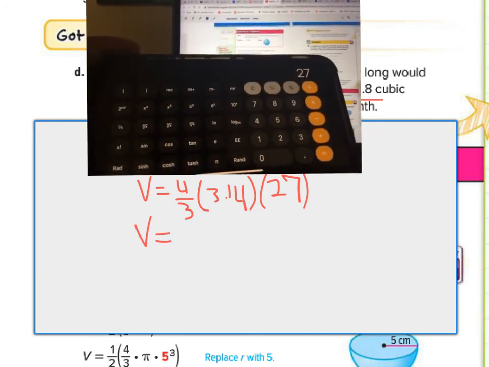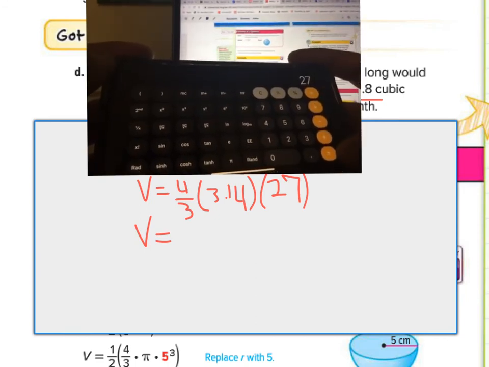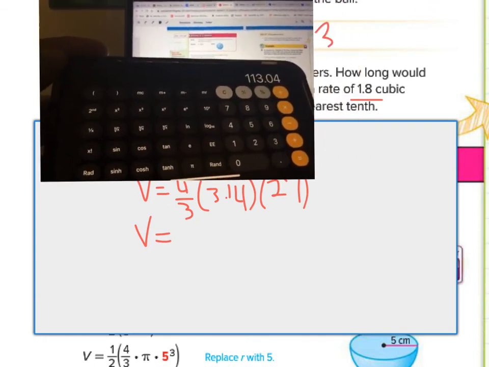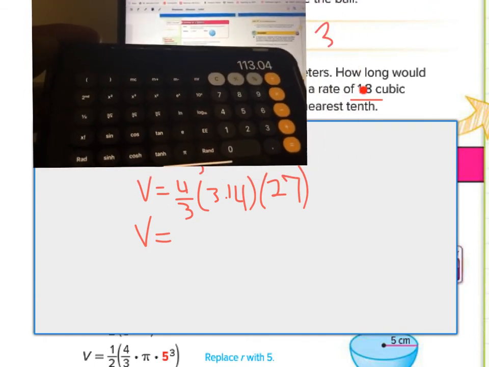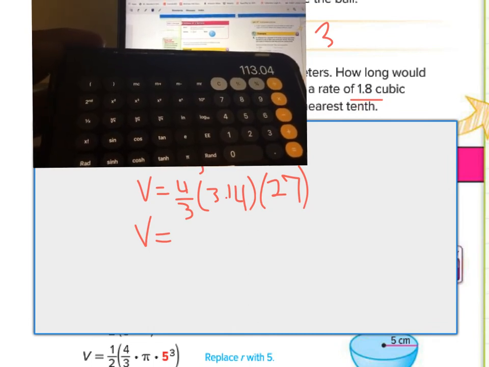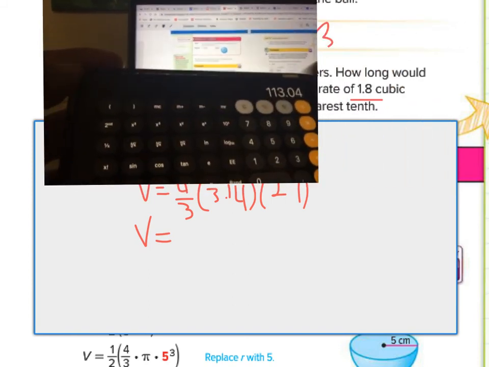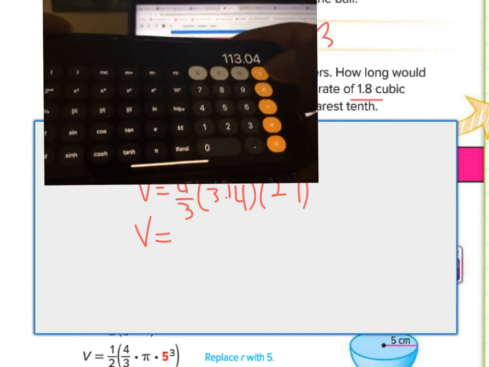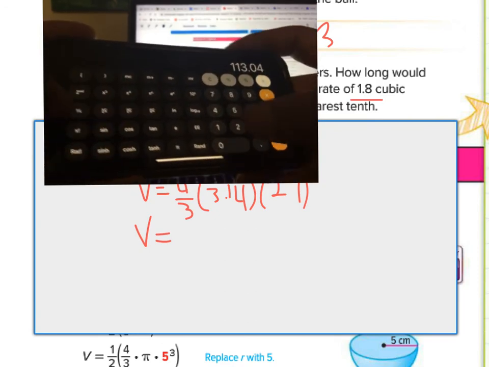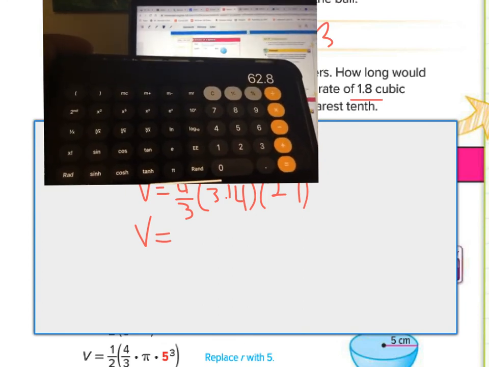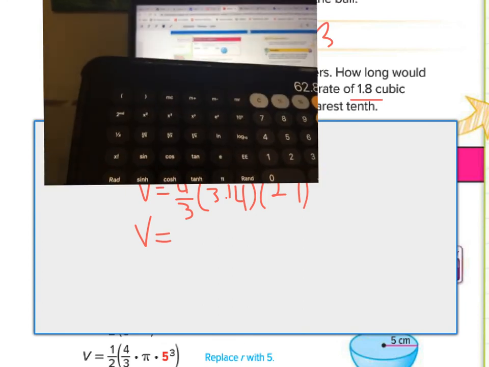Then I will equal that. That's my volume. That's my volume of the ball, the snowball. And now I need to, as it says right here, let me move it over. I want to identify how many minutes are in that. But it says it's 1.8 cubic, what is it, 1.8 cubic what? Centimeter per minute. So I have to divide it by 1.8. So I go again, divide by 1.8, and I get 62.8. So that's 62 minutes.